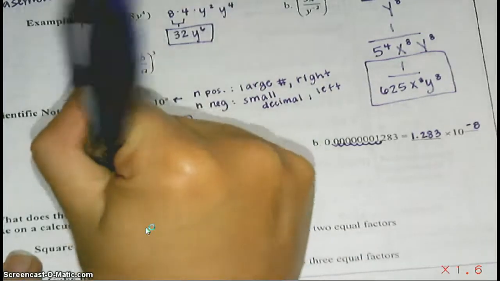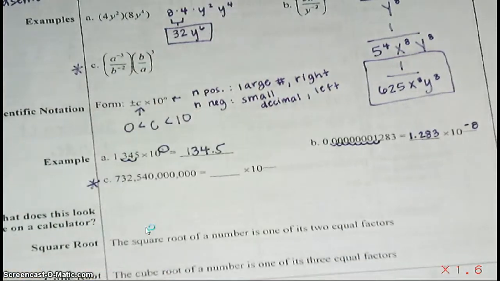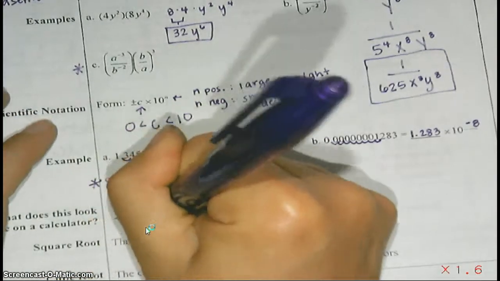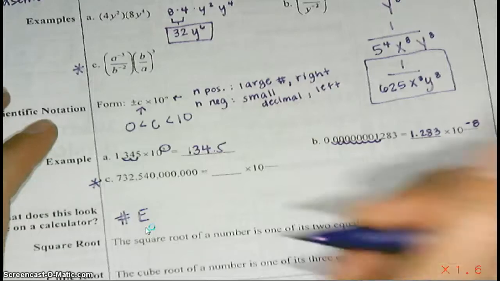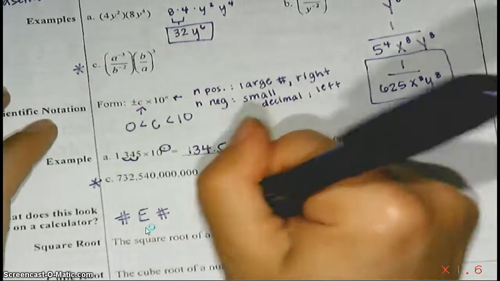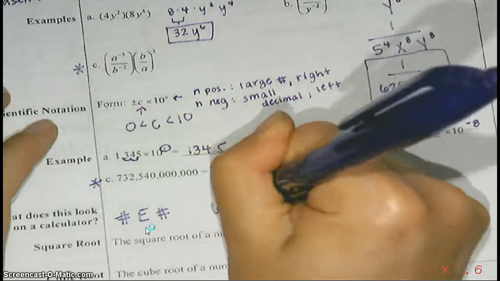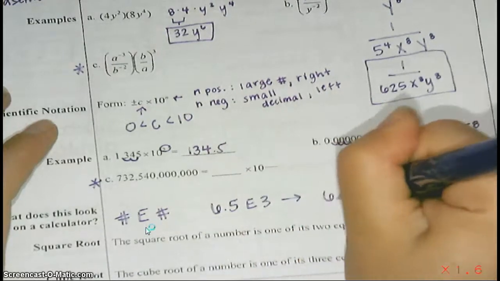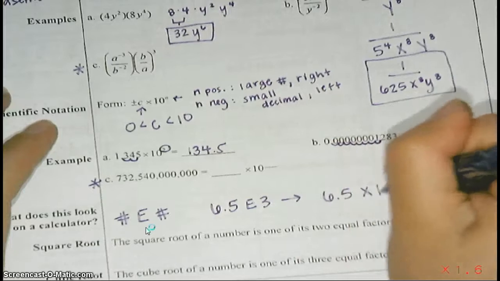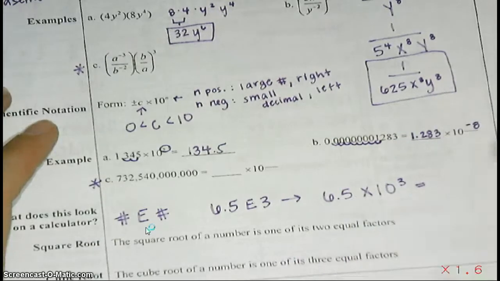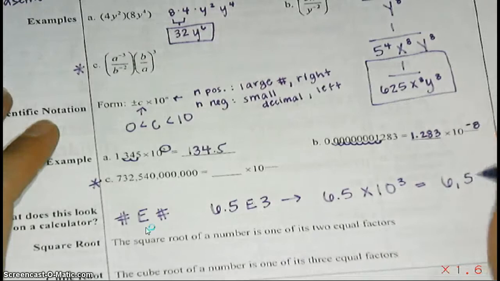Go ahead and try C on your own. Again, we'll come back to it. In your calculator, and I'm sure that you've run into this before, it's going to look like this. You're going to have a number and then the letter E and then another number. An example of this would be like if you had 6.5E3. This just translates to 6.5 times 10 to the third, which you can just get by moving the decimal place 3 times, so 6,500.